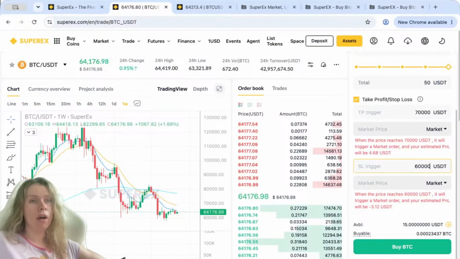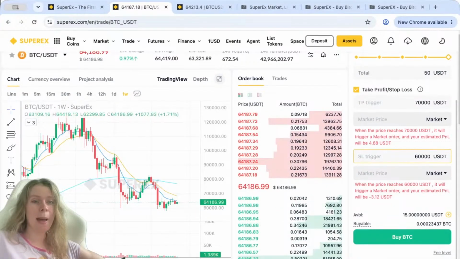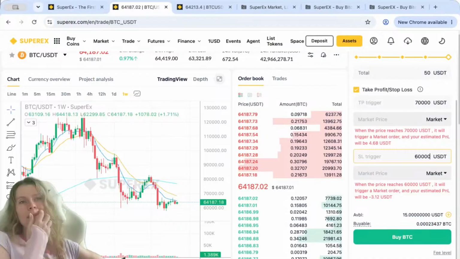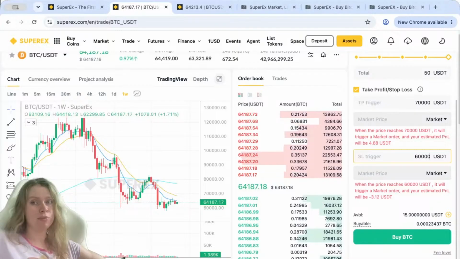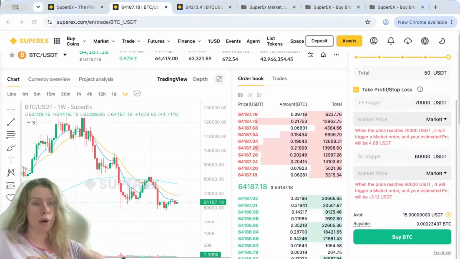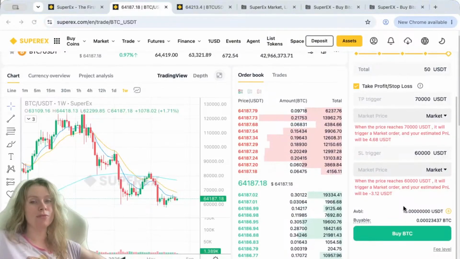All right, and then pretty much the final step would be you click buy. But before you do that, just double check your available balance again. So remember, mine is 15 USDT, so I wouldn't actually be able to process my order right now, but that's totally fine. I am just doing this for the demo's sake.